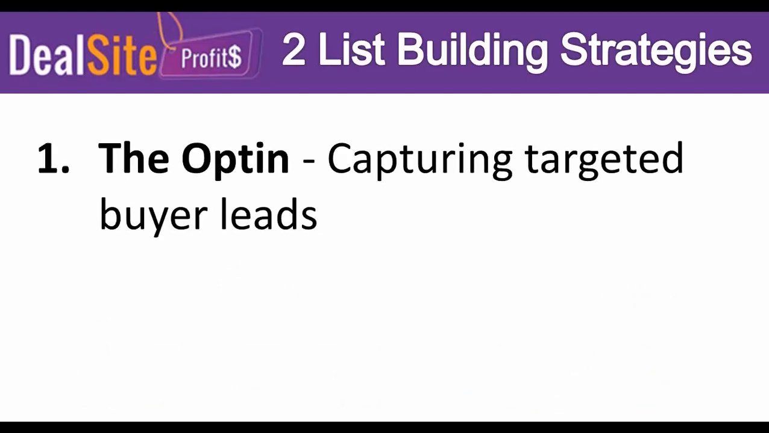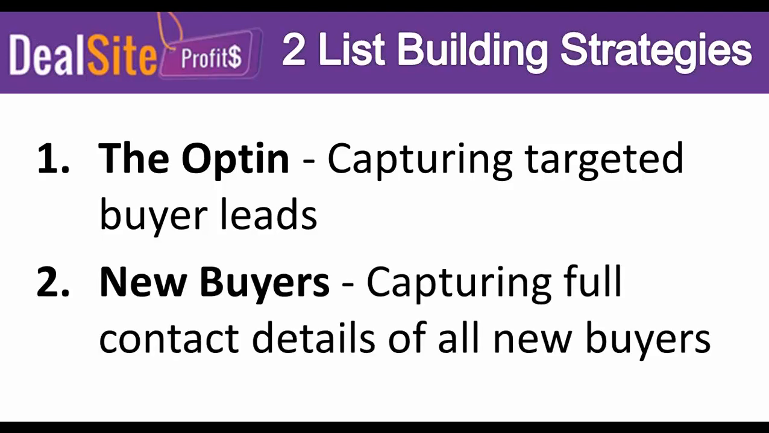Because remember, we're always thinking as marketers. So what we did is that we thought of two ways to capture all of this traffic that is now coming to the site. The first is the opt-in. The opt-in is when we're capturing targeted buyer leads. You all know how important that opt-in is, especially those internet marketers on this call. So the first one is capturing the opt-ins, and the second one is capturing the new buyers, so capturing all the contact details of the buyers.